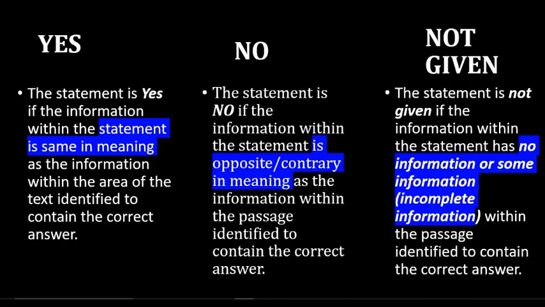So no means what? The statement, okay, is opposite in meaning as the information within the passage. All right. So as you read the statement and you compare the information you read within the passage, you know that these two go in opposite directions. Therefore, it's a no. Not given is when the information that you are looking for, some parts are there, other parts might not be there. The entire meaning of the statement is not being reflected within the text. That one means it's not given.